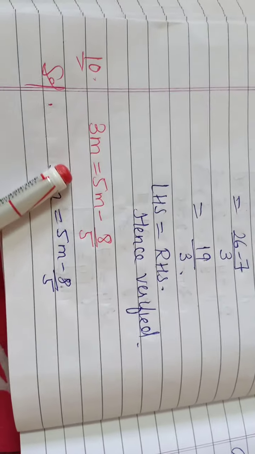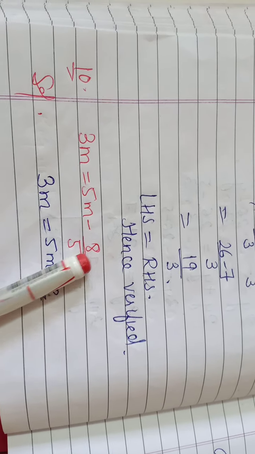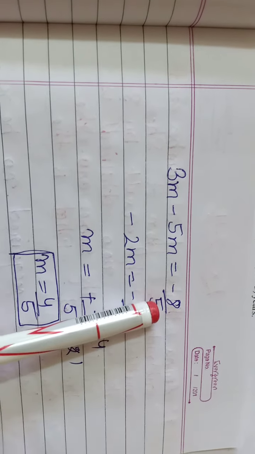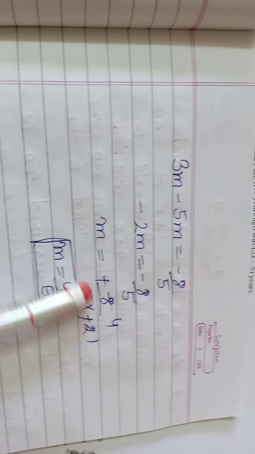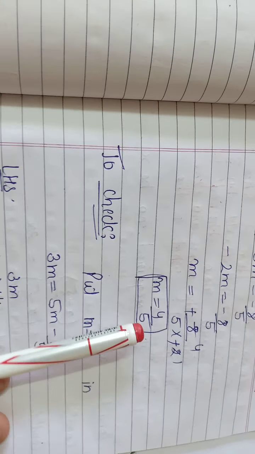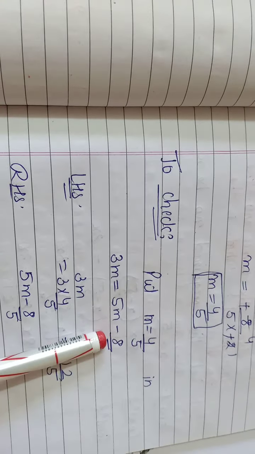Next question is 3m is equal to 5m minus 8 by 5. So firstly, rearrange the equation. M goes to one side and constants are on one side. So on rearranging and solving, we get m is equal to 4 by 5. Now to check it, we have to put in the given equation.